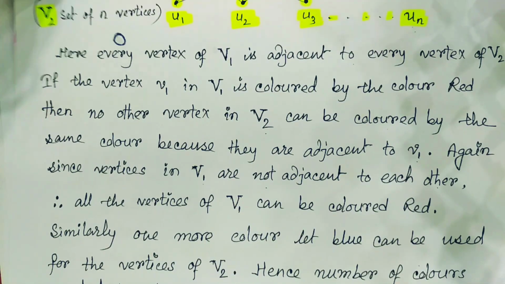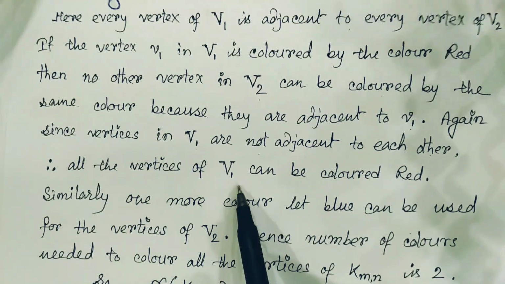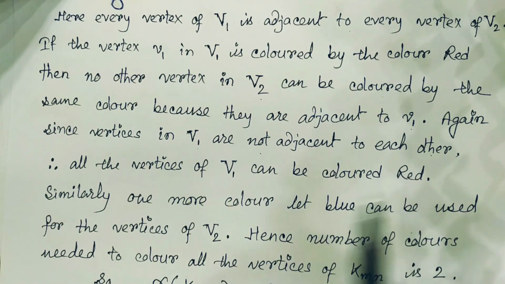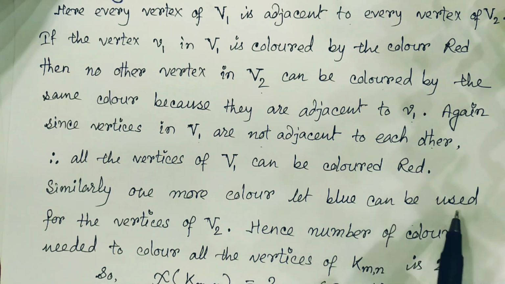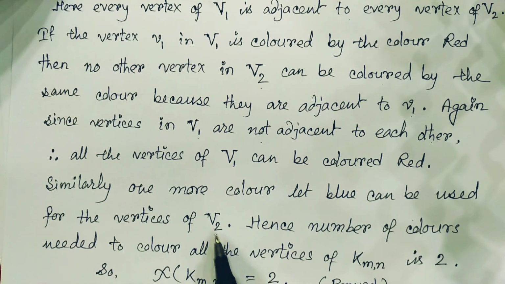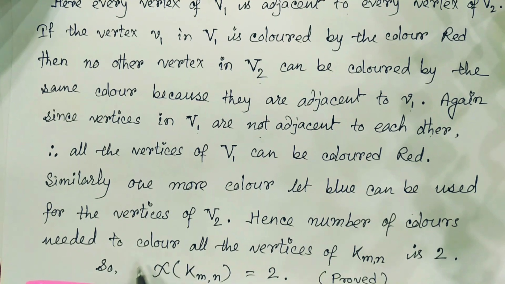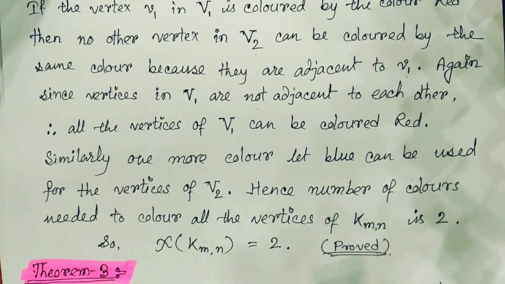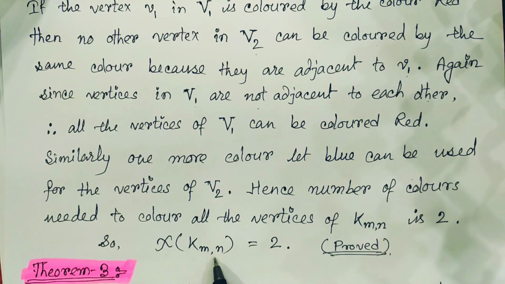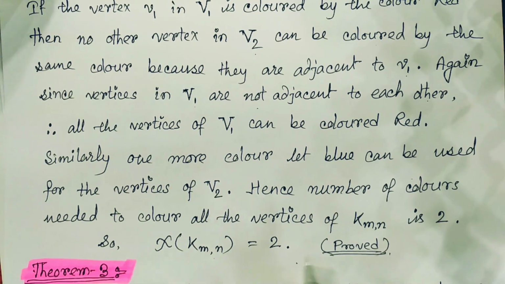So, we can say all the vertices of V1 can be colored red. Similarly, one more color, let us say blue, can be used for the vertices of V2. Hence, the number of colors needed to color all the vertices of Kmn is 2. So the chromatic number of any bipartite graph is always 2.